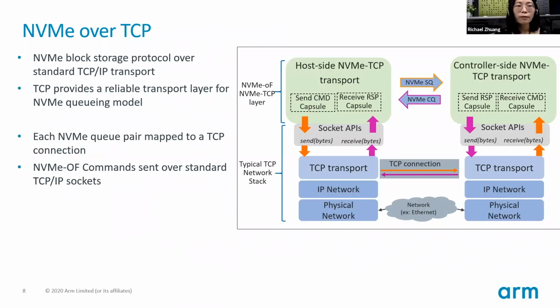To use NVMe over RDMA, as we said before, special NICs are required. However, NVMe over TCP makes it possible to use NVMe over Fabrics across a standard Ethernet network. There is no need to make configuration changes or implement any special equipment. When using a TCP transport, each NVMe queue pair is mapped to a TCP connection, and NVMe commands are encapsulated and then sent over the standard TCP/IP sockets.